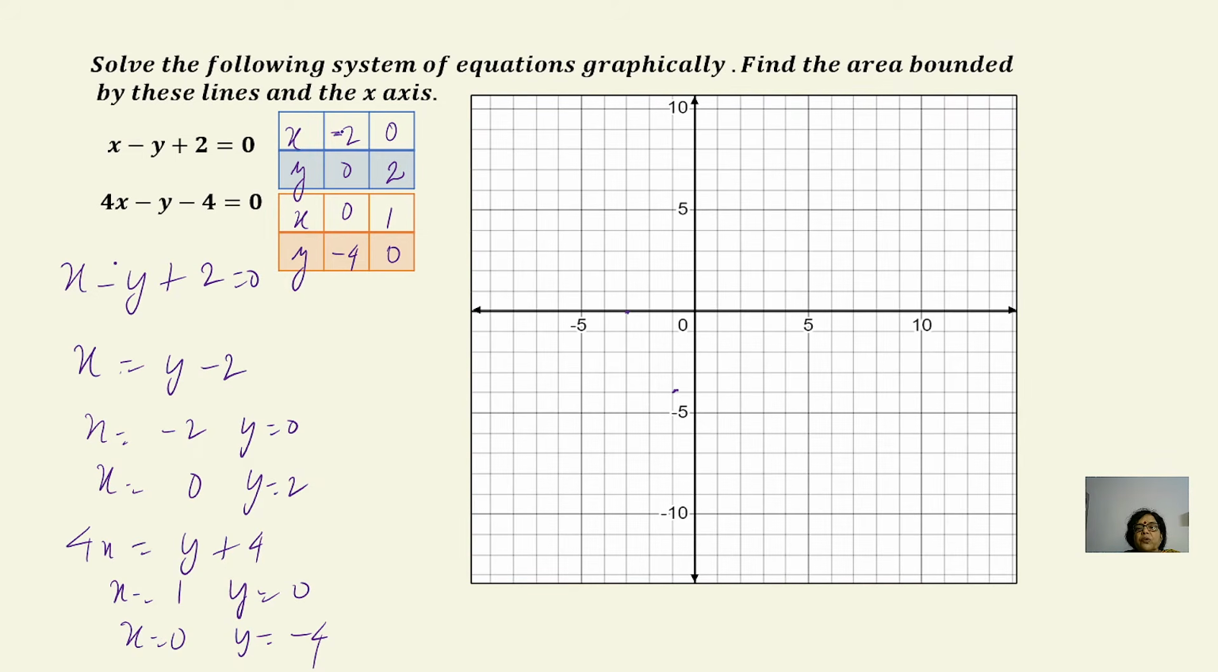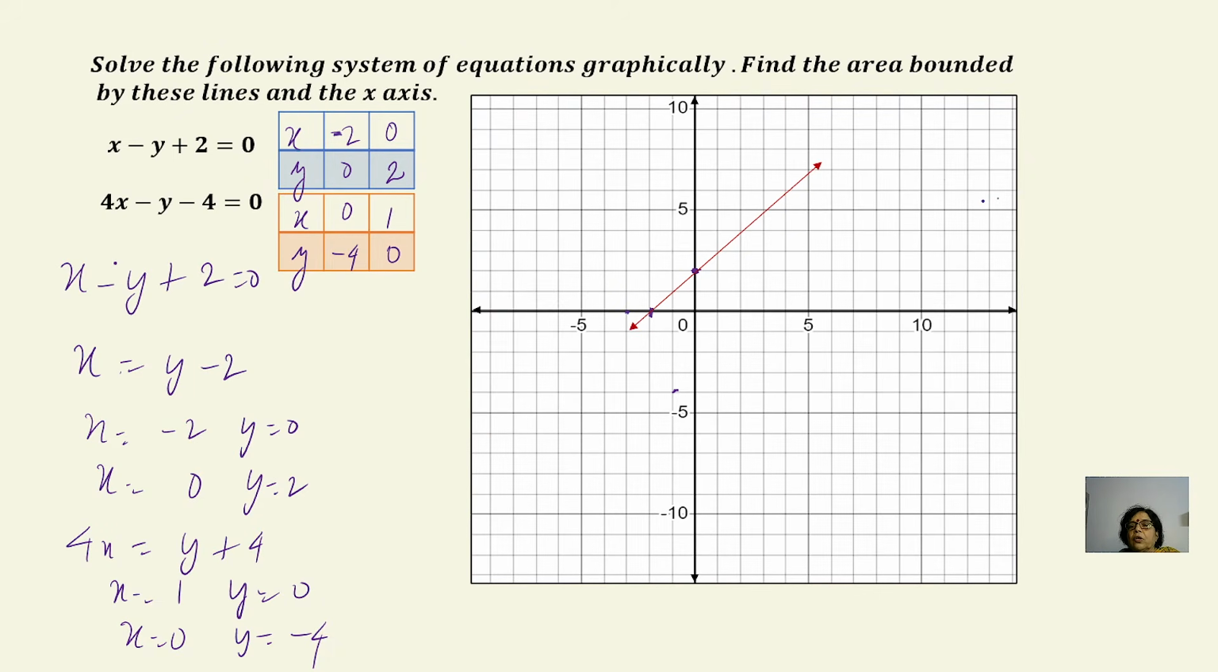Now let us plot the first one. This is negative 2, 0. So negative 2 and 0 will come over here. And then 0, comma 2 will come over here at this point. So let us join these 2 points over here. So this will be the graph line passing through these points over here. And let me just change the color of this. So this is the line.